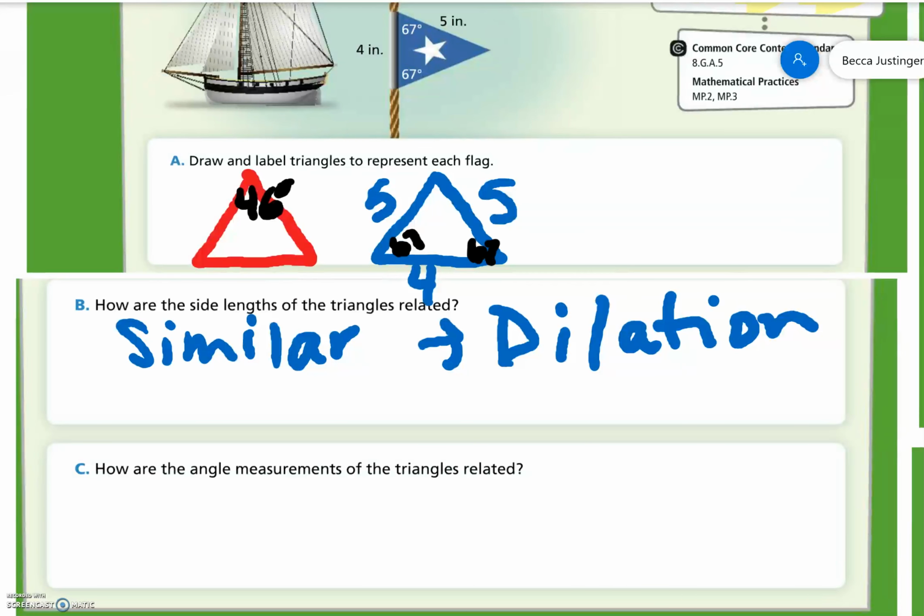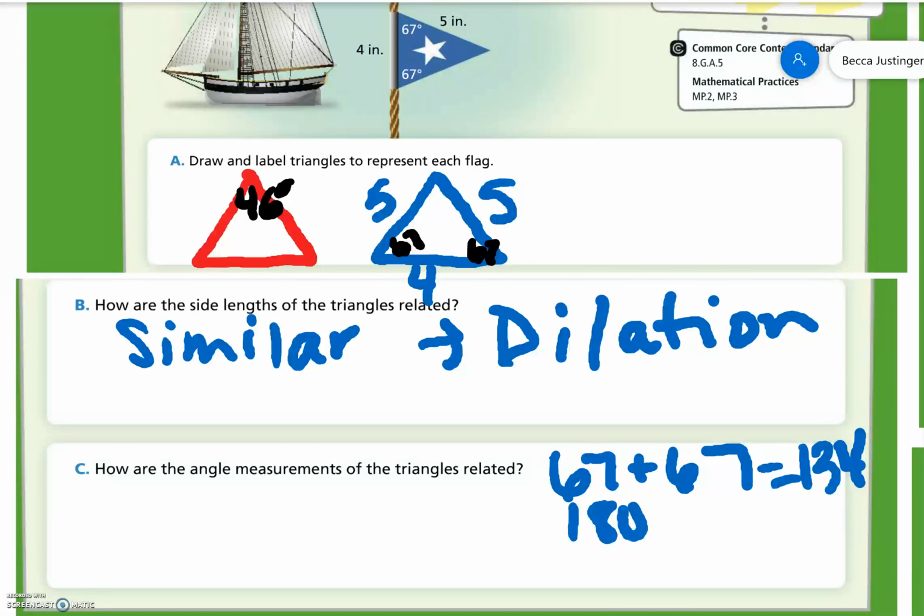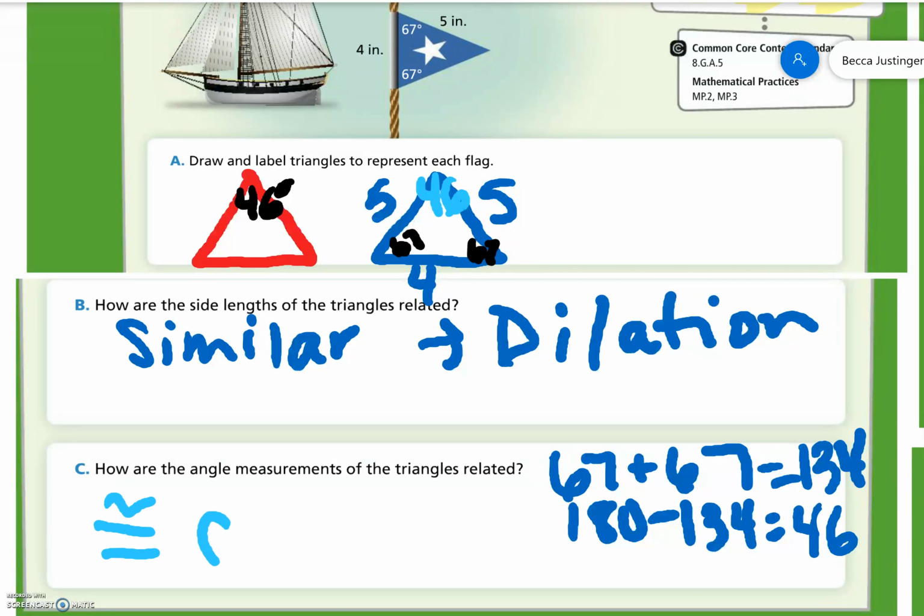How are the angle measurements of the triangles related? Well, if I know that the bottom two of the blue one are 67, I can find the third one by doing 67 plus 67, which gives me 134, and then subtracting that from 180 to find the top angle. And that gives me 46. So the top angle of the blue triangle is 46, which is the same as the top angle of the red triangle. So the angle measurements of the triangles are congruent. They are equivalent.